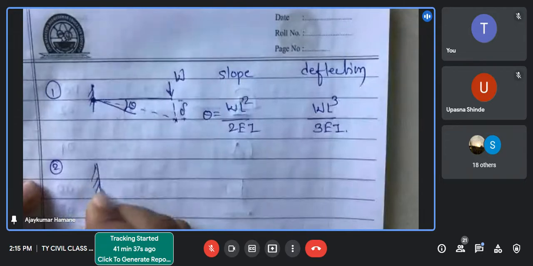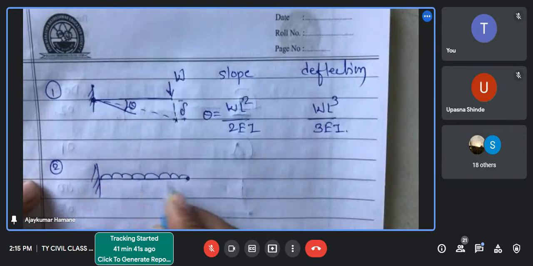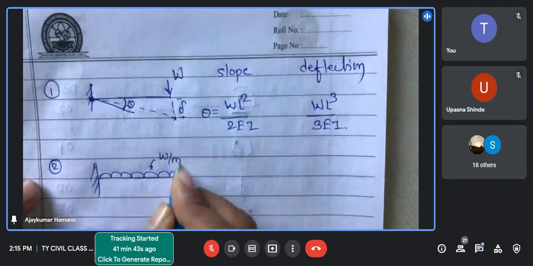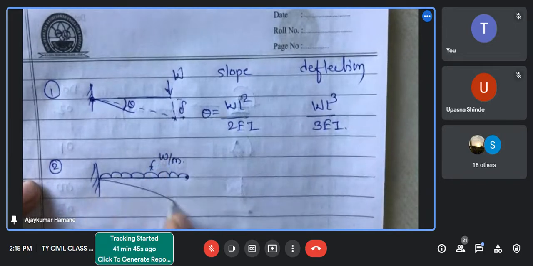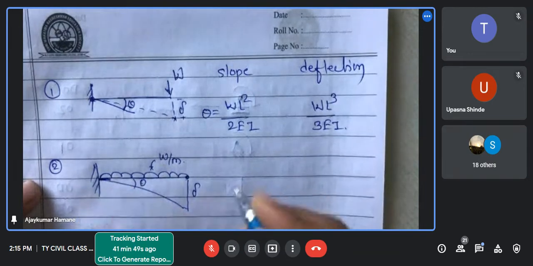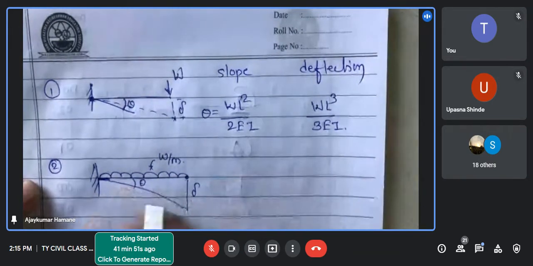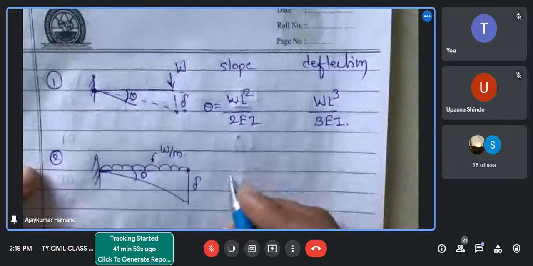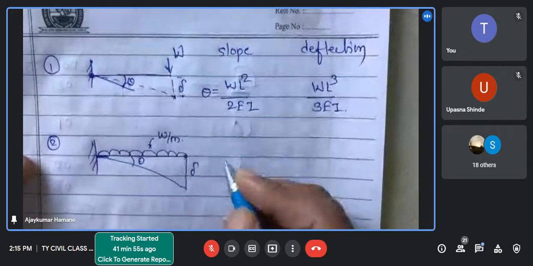Now second one. If there is a cantilever beam and we have a UDL of W per meter run, with deflection and this theta, what is the slope at this end due to this UDL loading?